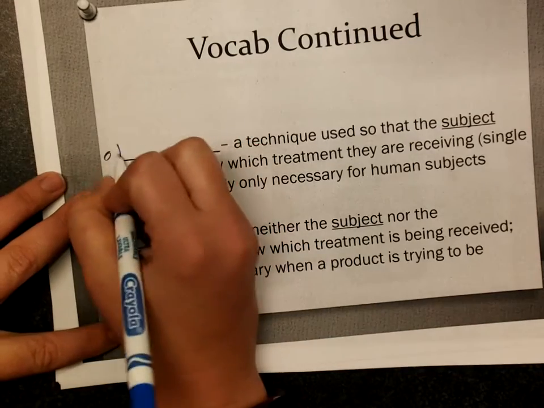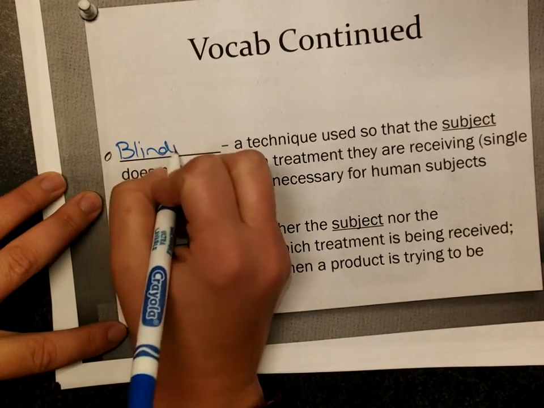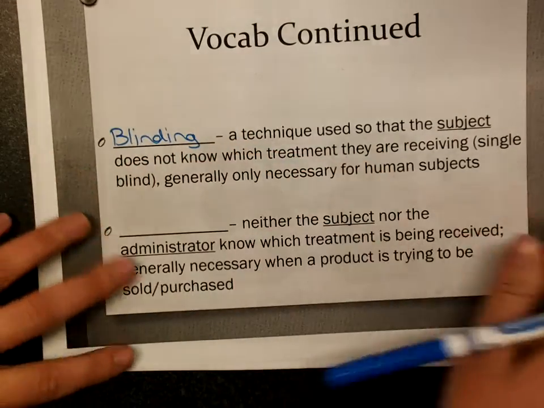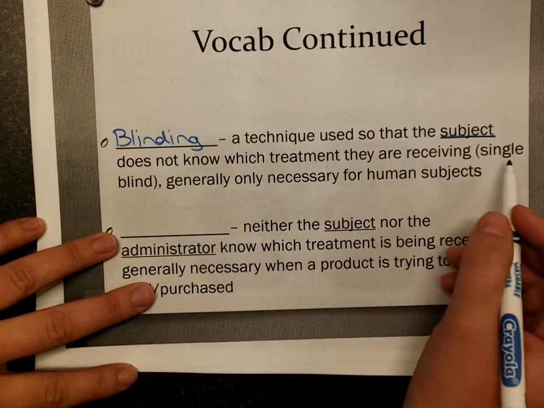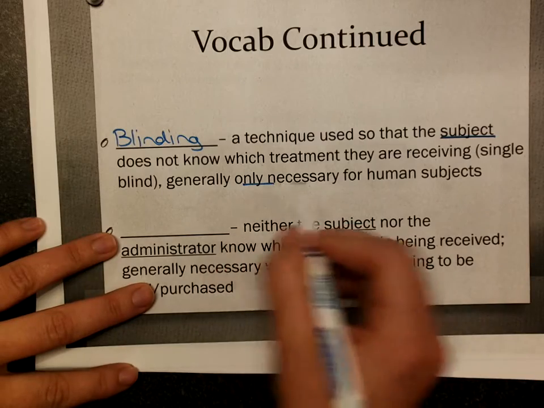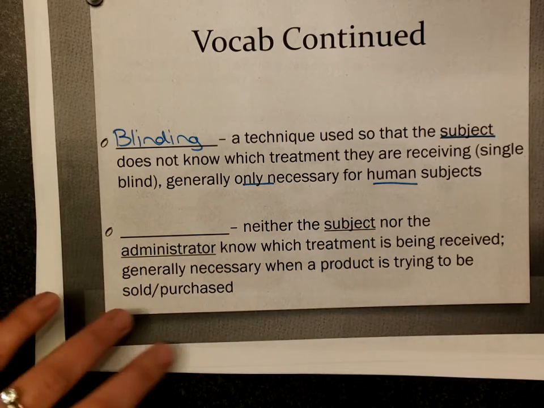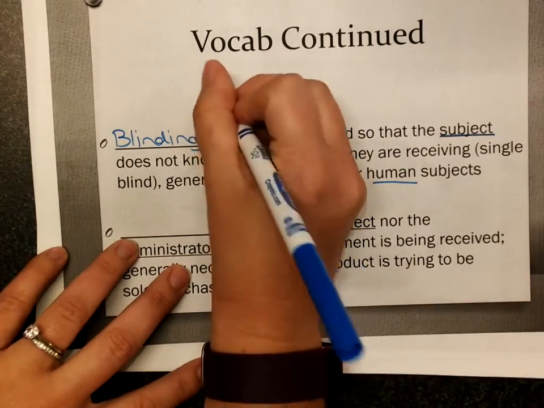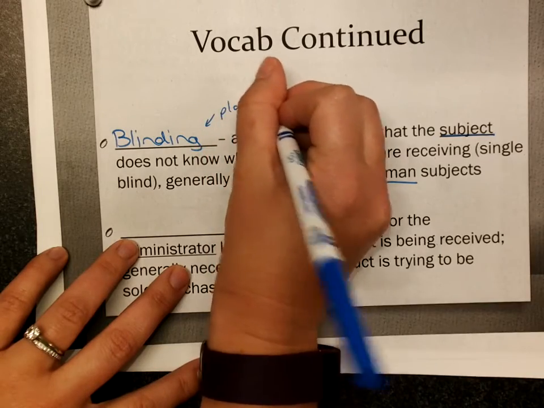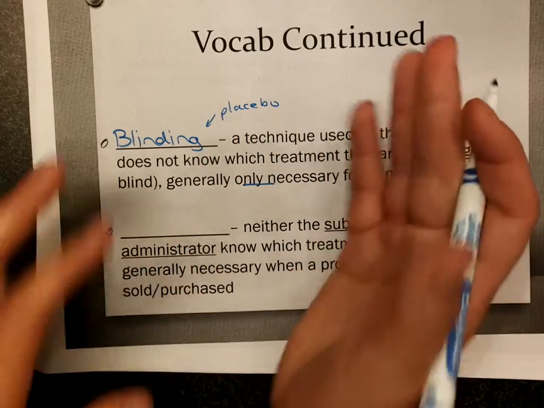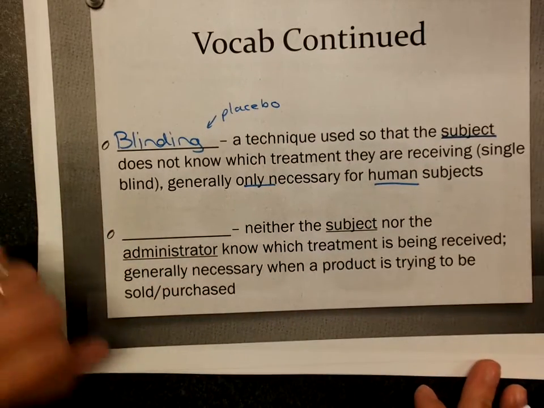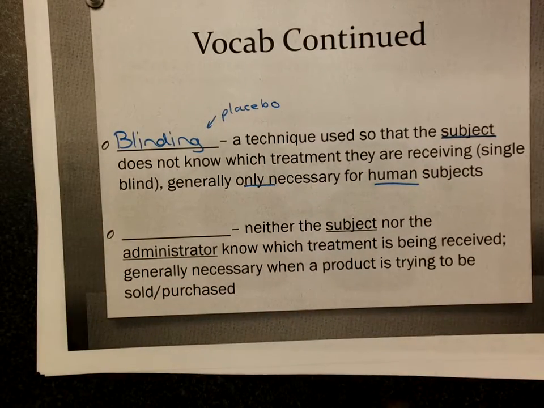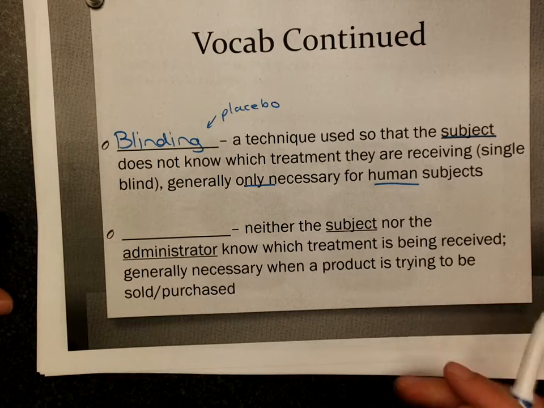Finally, we have blinding. Blinding is a technique used so that the subject does not know which treatment they are receiving. Again, this is really only necessary for human subjects. Blinding is where a placebo would come in. So I'm giving you this medication and you don't know if it really is the medication or if it's fake. You can do blinding without a placebo, but generally a placebo is involved.